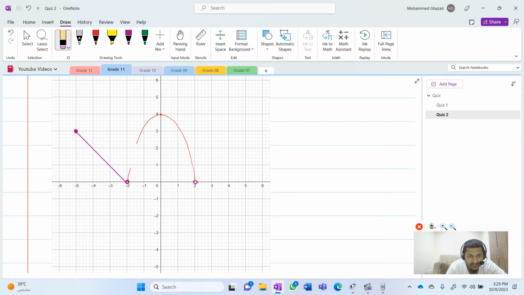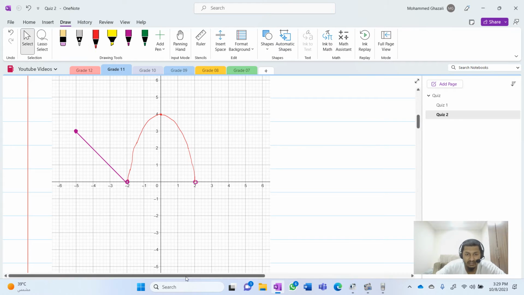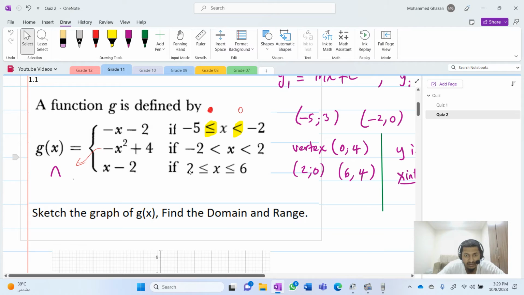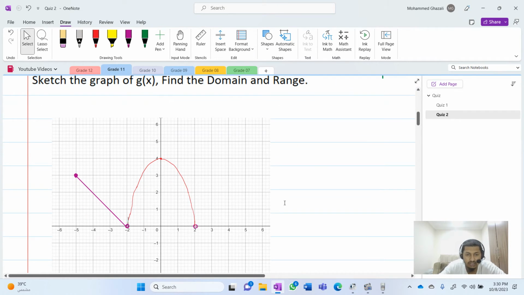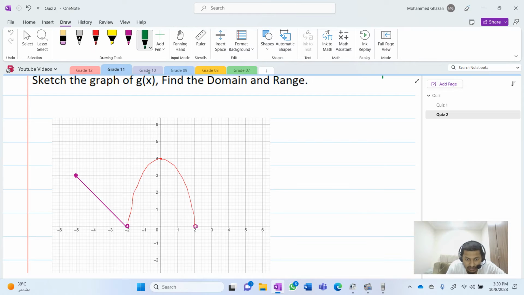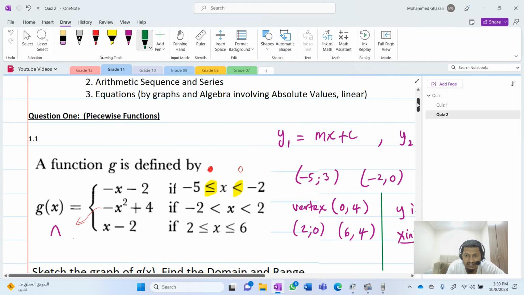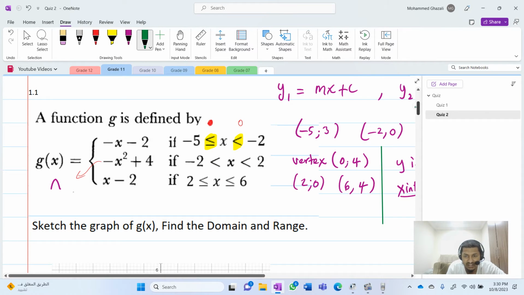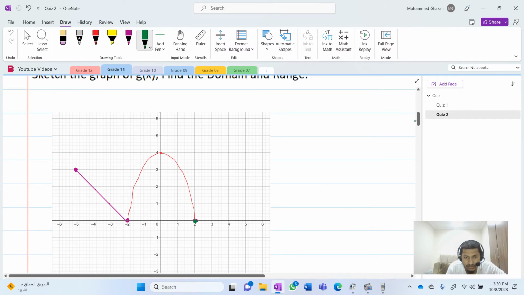And that's my second graph, which is the parabola. And the third graph is a straight line, with 2 included, and the 6 needs to be included, which is x minus. So (2, 0) is included because there's an including sign here. So (2, 0) needs to be included now. So we fill in the circle, and at 6 we need a point which is (6, 4). We go to (6, 4) right here, and that should be included as well.